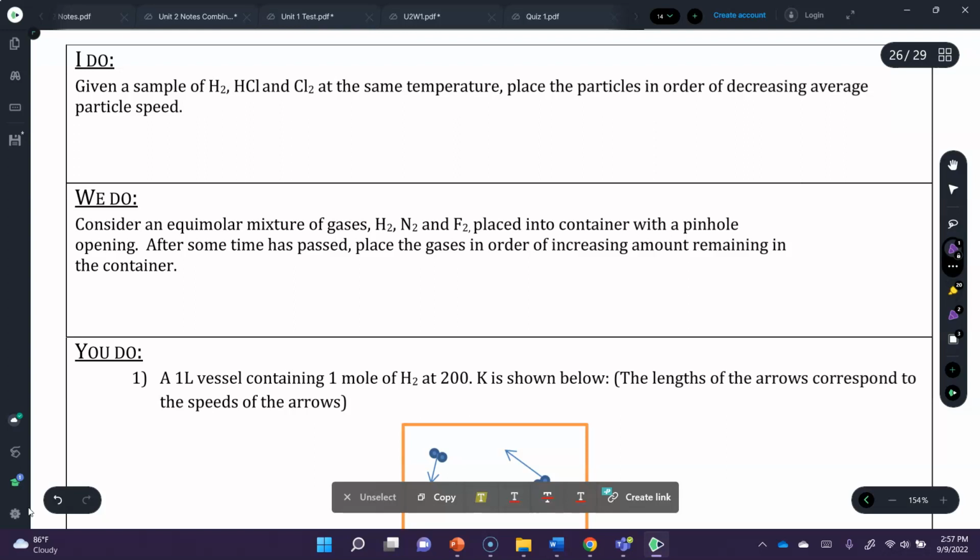So let's do some I do's and we do's to start reviewing this. Given a sample of hydrogen gas, hydrogen chloride, and chlorine gas at the same temperature, place the particles in order of decreasing average particle speed.